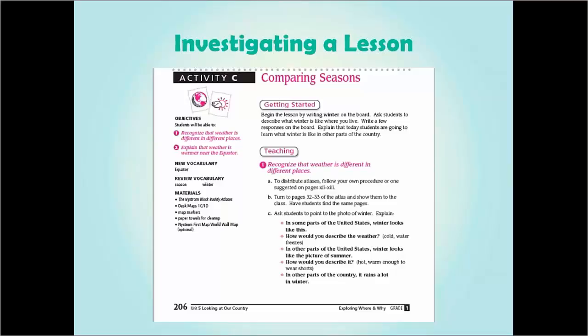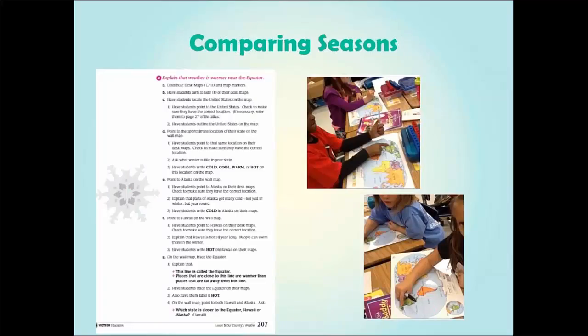We then put those Block Buddy atlases away, and we brought out their most favorite, the desk maps. And here you'll see a picture of that. On the maps, we found, first of all, the United States, and we took our pens and outlined the United States and our state. We talked about how in the winter in our state, it's cold. So we wrote the word cold right on the map, and then we talked about where Alaska is.